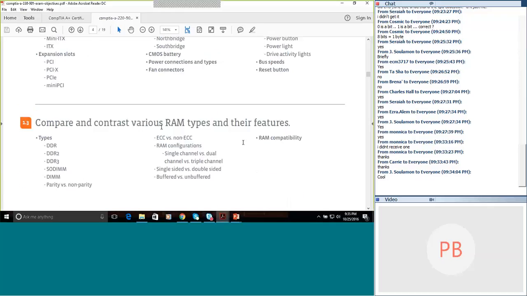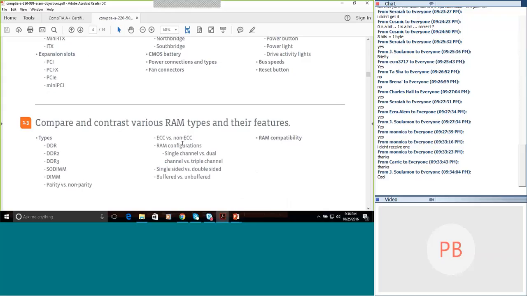Motherboards, compare and contrast various RAM types. We're now at DDR4. At the making of this test, they weren't up to DDR4 yet. The difference between SODIMMs and DIMMs, parity and non-parity, ECC and non-ECC. We're going to go through all of that.